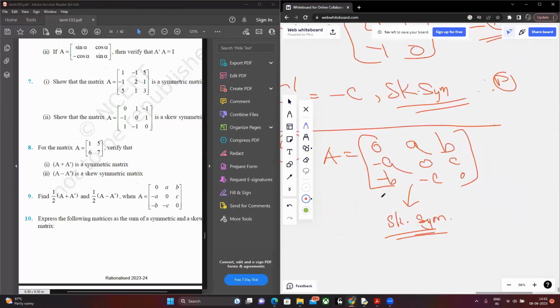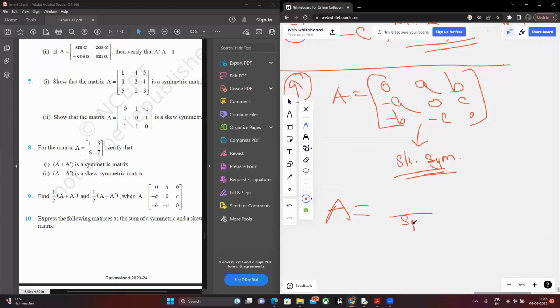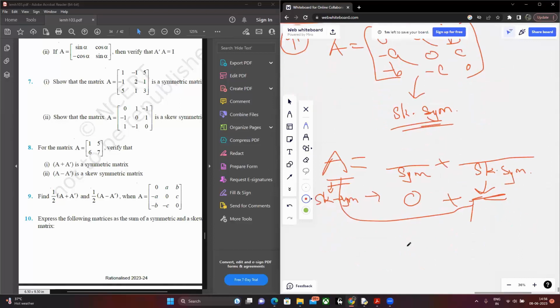Because A transpose is going to be 0, minus A, minus B; A, 0, minus C; B, C, 0. So A transpose is going to be minus A. So A is skew symmetric, right? Remember that any square matrix can be represented as a sum of a symmetric and a skew symmetric matrix. If this itself is skew symmetric, then this is going to be 0 plus the skew symmetric matrix. This is going to be this matrix itself.